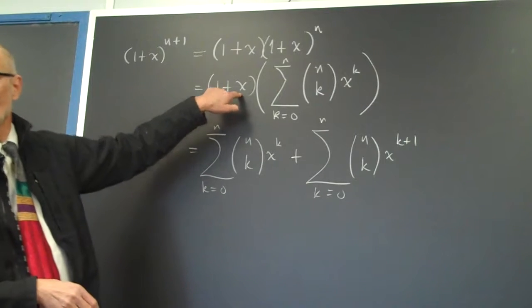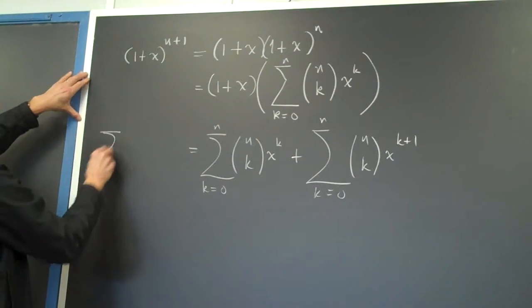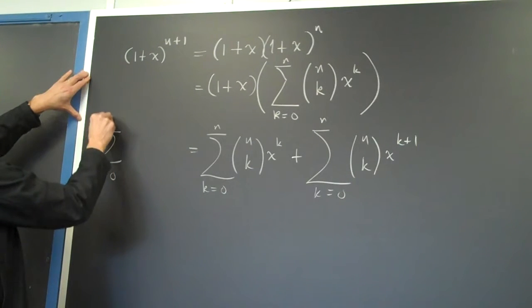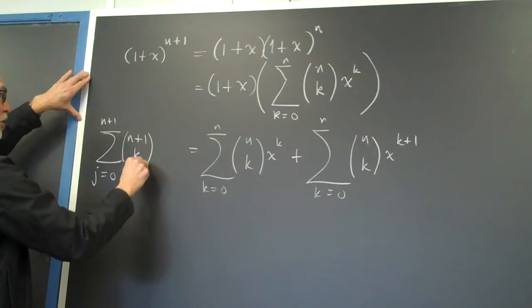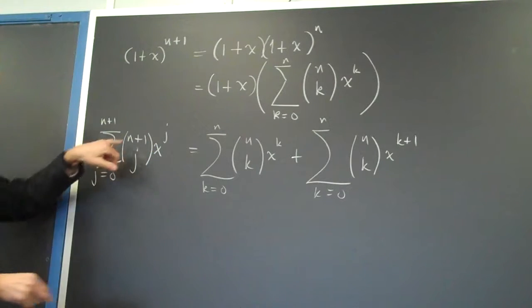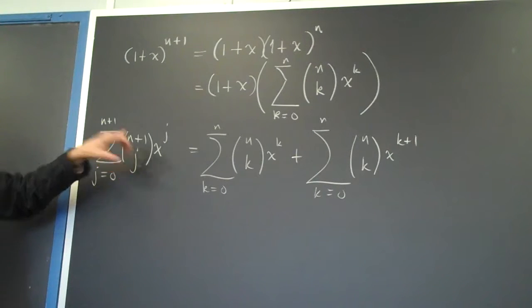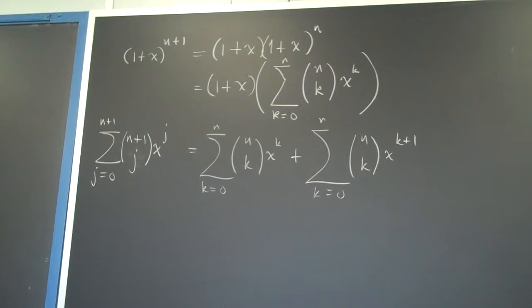Okay? But wait a minute, on the left-hand side here, I have, say, j from 0 up to n plus 1. The binomial coefficients for the n plus 1 row, or column, the n plus 1 column, right? Now, it's a fact, when are two polynomials equal? When are two polynomials equal?